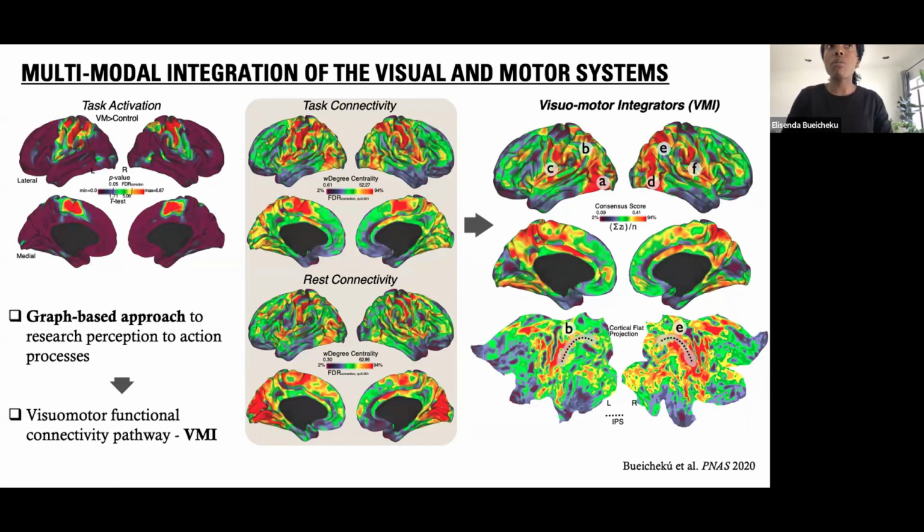And this is one way in which we were able to integrate the information coming from the task activation, the task connectivity, and the resting state connectivity. To build this map, what we did is to normalize all the maps and then to do a sum of the maps, which is very intuitive, but in that way, we were able to integrate activation and connectivity to delineate where is the visual motor integration system.